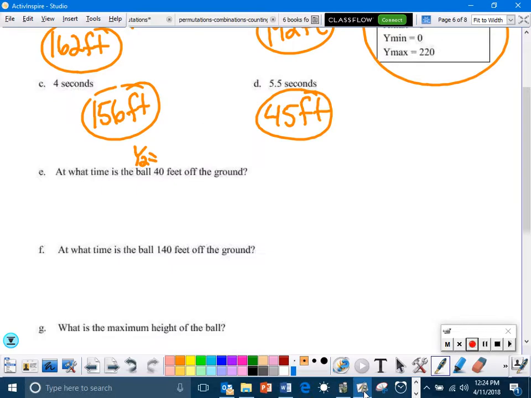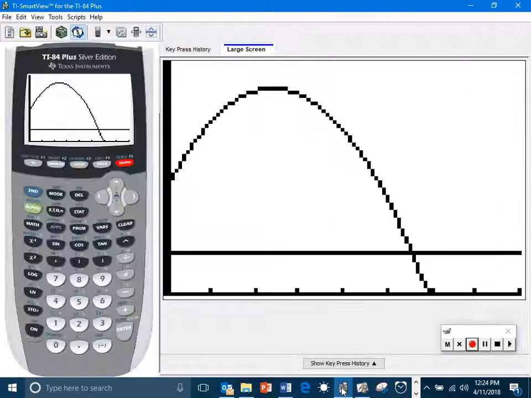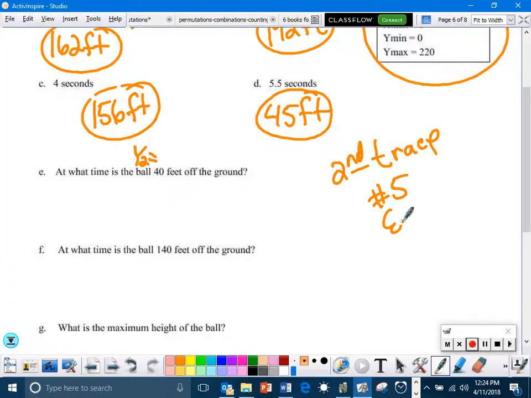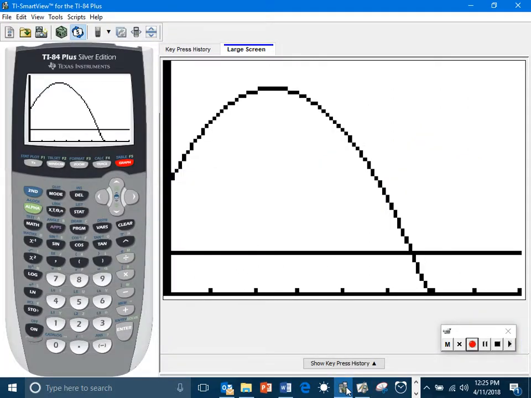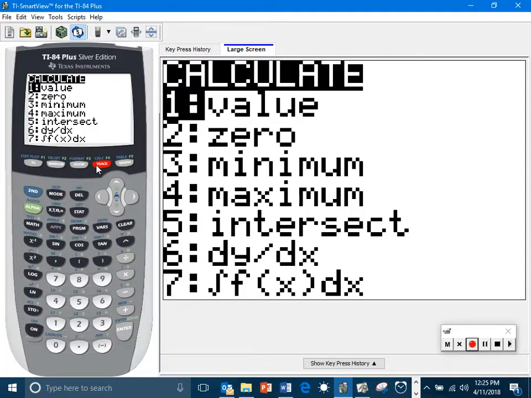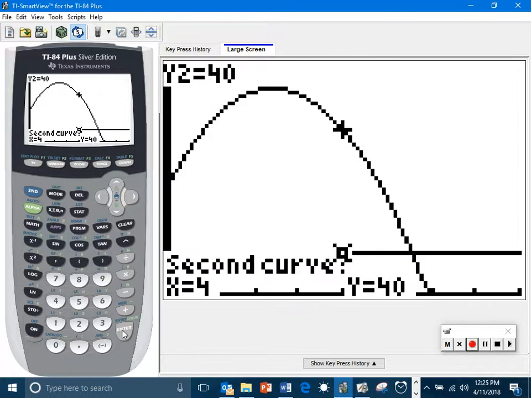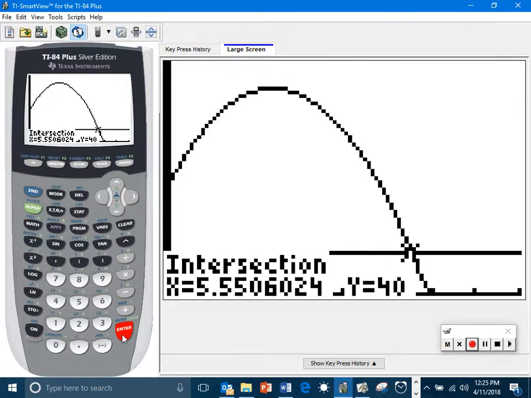Now, what we want to do is second trace, number 5, because it's an intersection. Then we're going to hit enter 3 times. All right, so it took 5.55 seconds to get there.